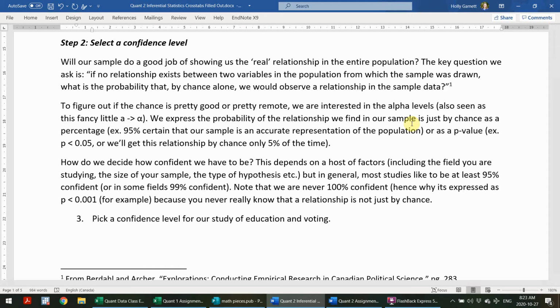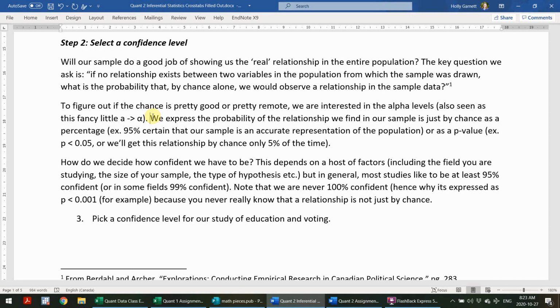So to figure out if that chance is pretty good or pretty remote, very scientific terms, we're interested in something called alpha levels. And that's also seen as this fancy little A here. It looks like a little fish. So we express the probability of the relationship we find in our sample that it's just by chance as a percentage. So we are, say, 95% certain that our sample is an accurate representation of the population. We can sometimes also say it as a p-value. So we always say p is less than, and then what the percentage is in decimal points. So we'll get this relationship only 5% of the time. And so in decimal points, that's 0.05.